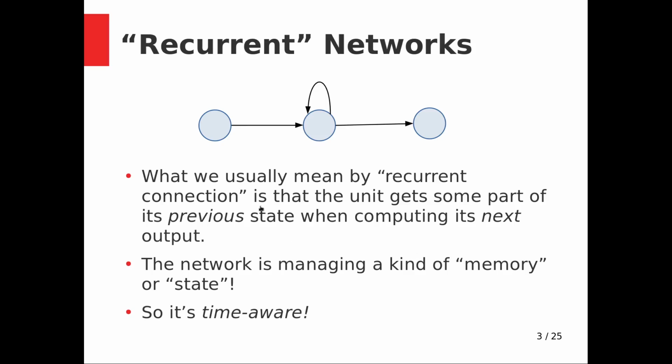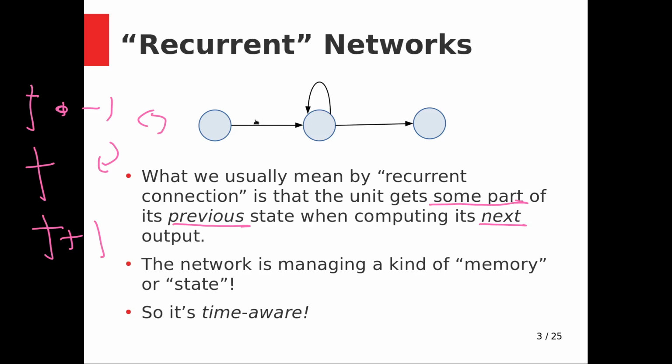What we care about in a machine learning context is a network that gets some part of its previous state when computing the next state, right? So the inputs are ordered. That's supposed to be a t, but it came out kind of like a plus. So t minus 1, t plus 1. The states are ordered, and when the unit is producing the output for time t, it gets the input for time t, but also the output of the previous state at time t minus 1.